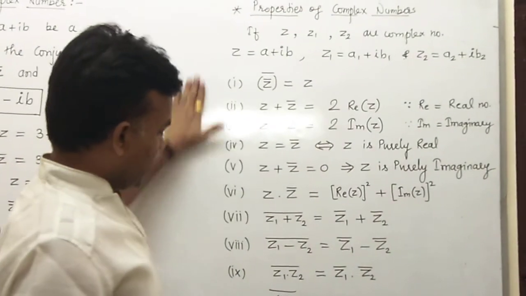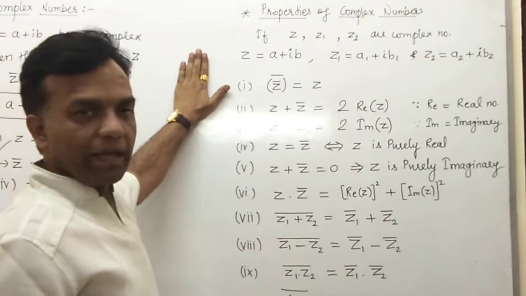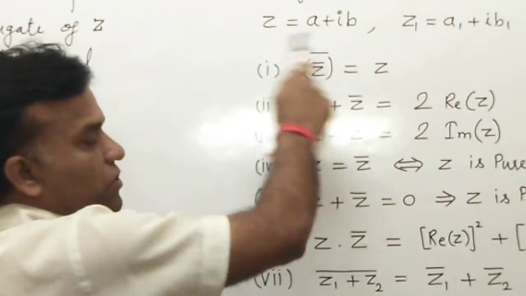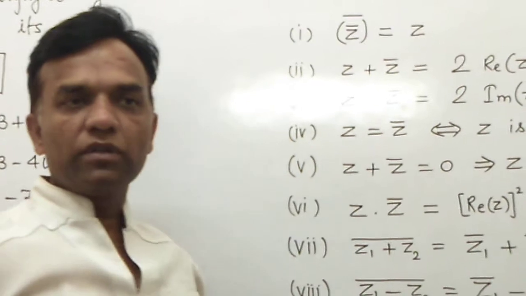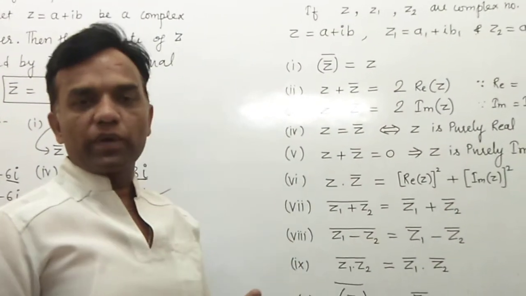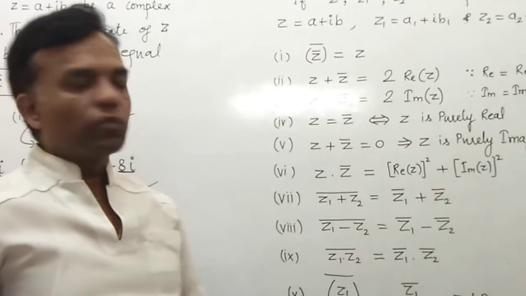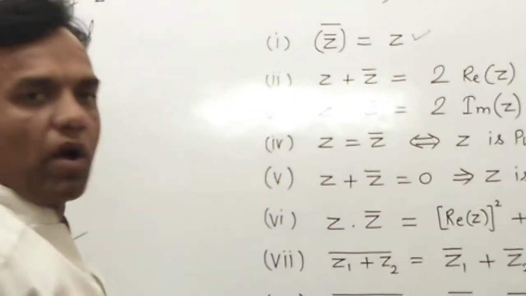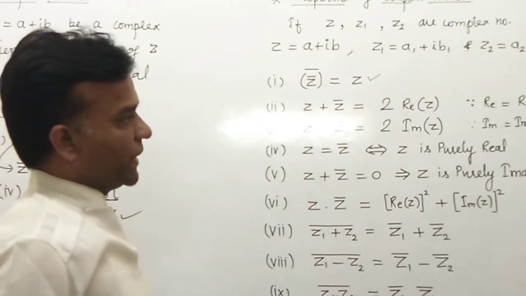So similarly there are 10 properties here. First is the conjugate of conjugate. It means you find the conjugate of any complex number, and then again you find its conjugate, then your complex number stays as it is, like z. Okay, so the conjugate of a conjugate is the original complex number.